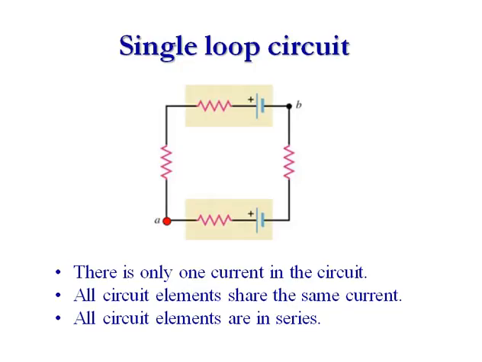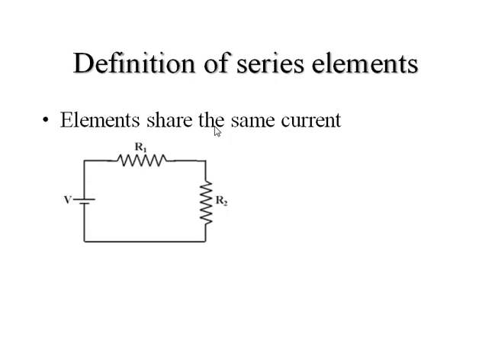In this video, we'll look at single loop circuits. In a single loop circuit, there's only one current. All the elements share the same current. What flows into each element must flow out. So if we go around all the elements, it's the same current, and all the elements are in series. In fact, that's the definition of being in series: elements share the same current.